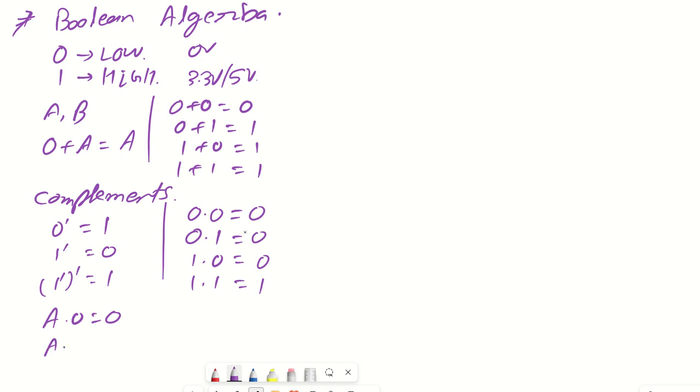And if a is multiplied by 1, it doesn't matter whether a is 0 or 1, it will depend on a, so it will become a. So this is a very important expression that you have understood.